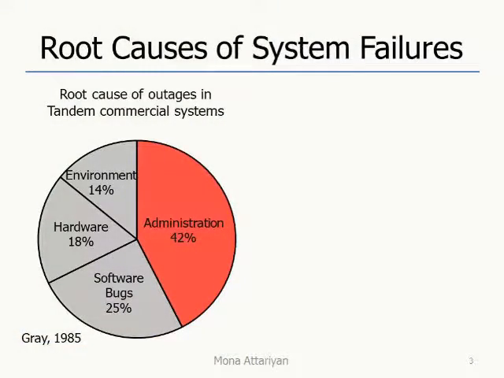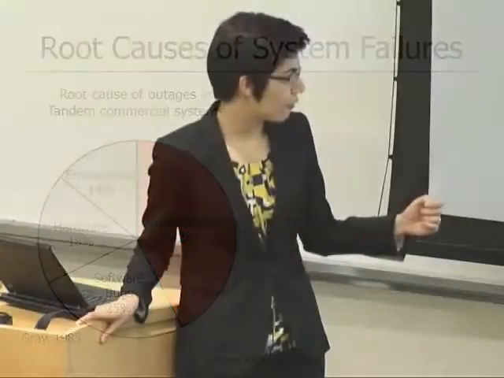Here, I show you a study that was published in 1985. It's a classic study by Gray, and he looked at the root causes of outages in a commercial system. I want to draw your attention to this big red part. About 42% of the outages were due to administration problems, and that's basically configuration and maintenance.